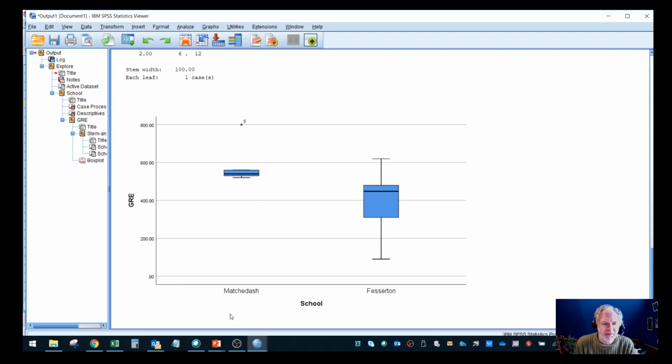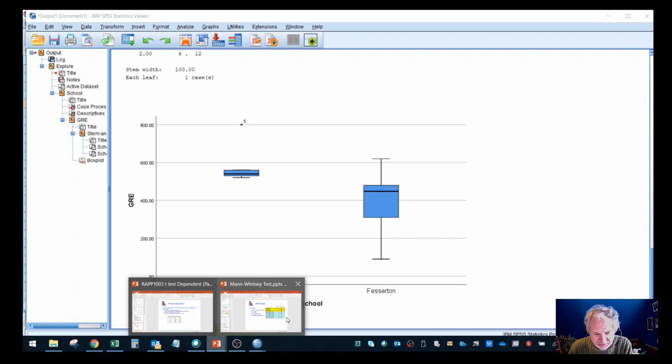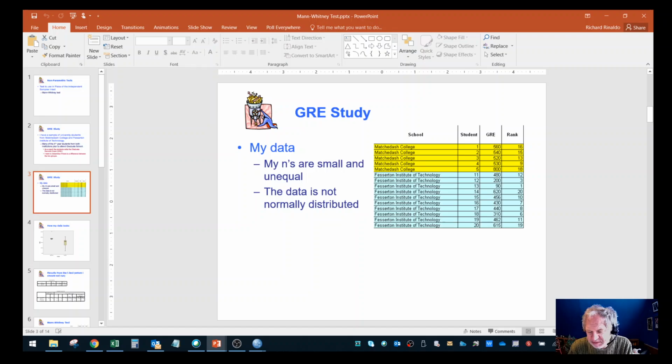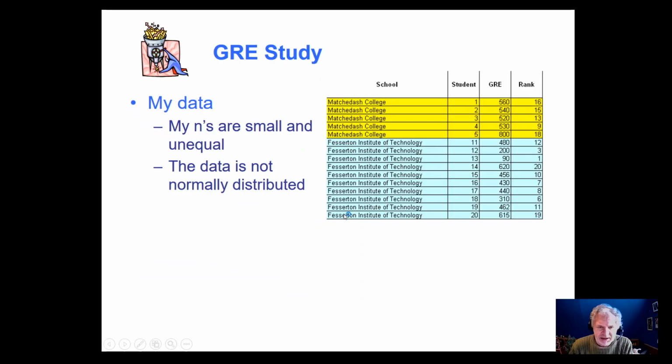I have to stop here. I can't run a t-test. So the t-test is not the way to go. My alternative is the Mann Whitney test. Once I've figured out that my data is not normally distributed, I can't run the t-test for my small n's less than 30. I then go to the Mann Whitney.